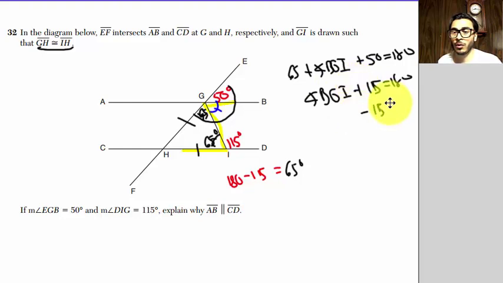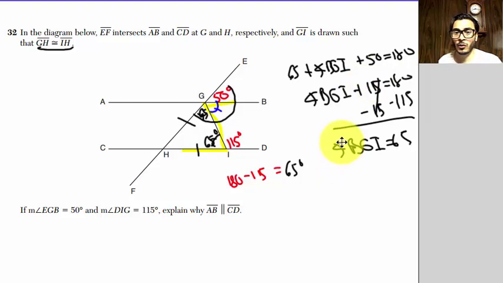180 take away 115 is, what do you know? 65. So it turns out that this is 65 degrees, and then that would mean that AB is parallel to CD because alternate interior angles are congruent. So here's what we're going to write.